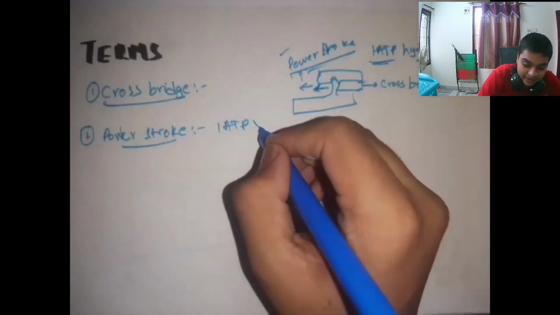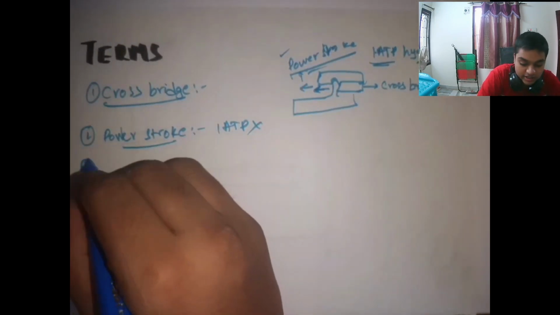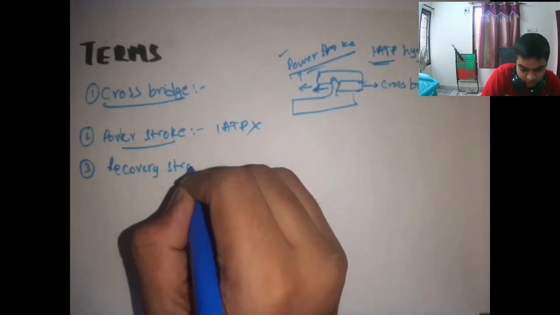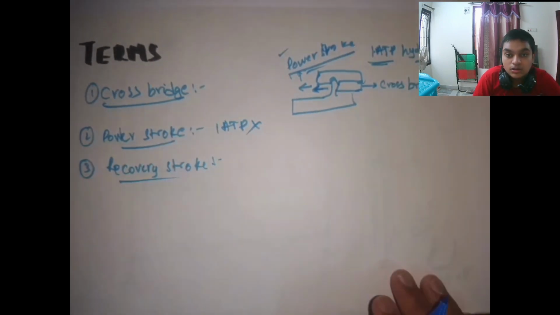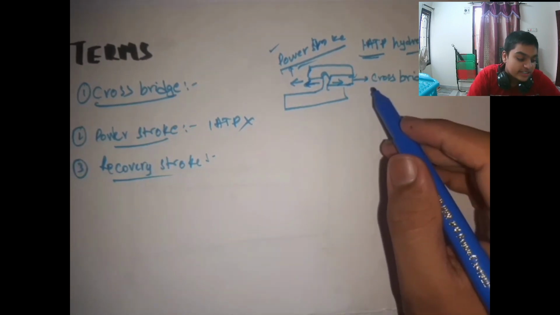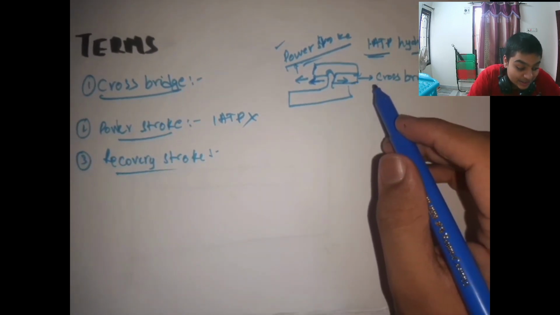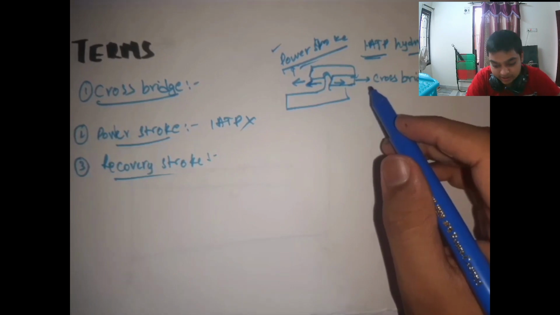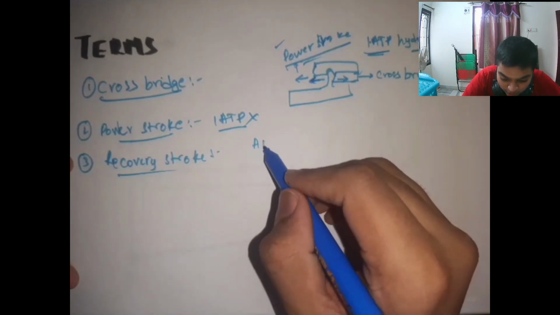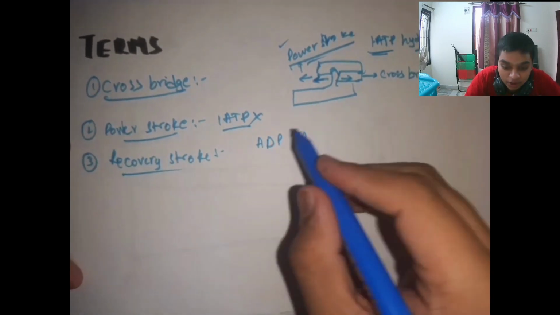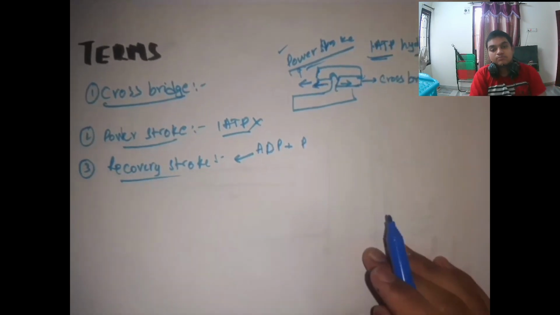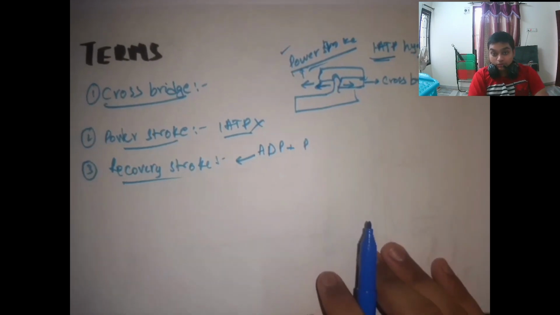After ATP is completed, now no ATP is present. Now this gives a recovery stroke. What is recovery stroke? The head again gets back into its original position. Now how does this happen? Here ATP is hydrolyzed. It forms ADP and 1 phosphorus. Now this ADP and phosphorus is combined in order to give a recovery stroke.